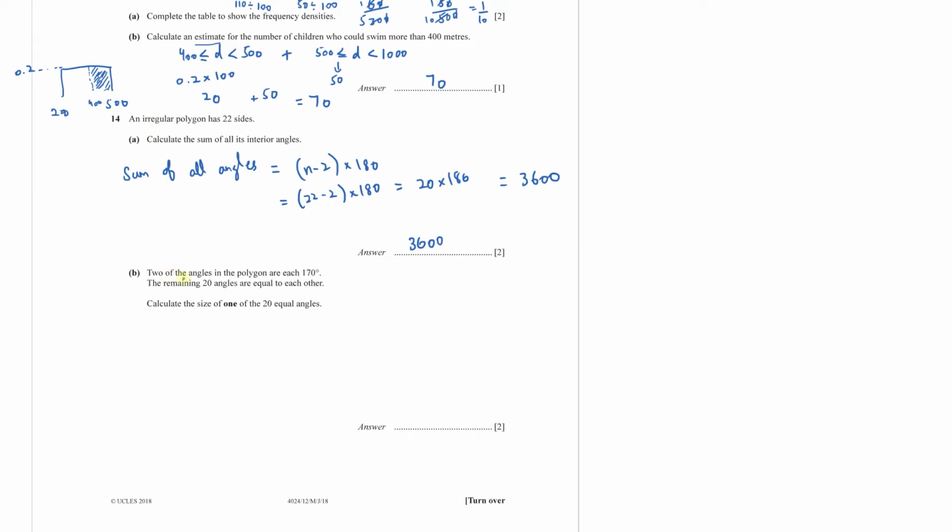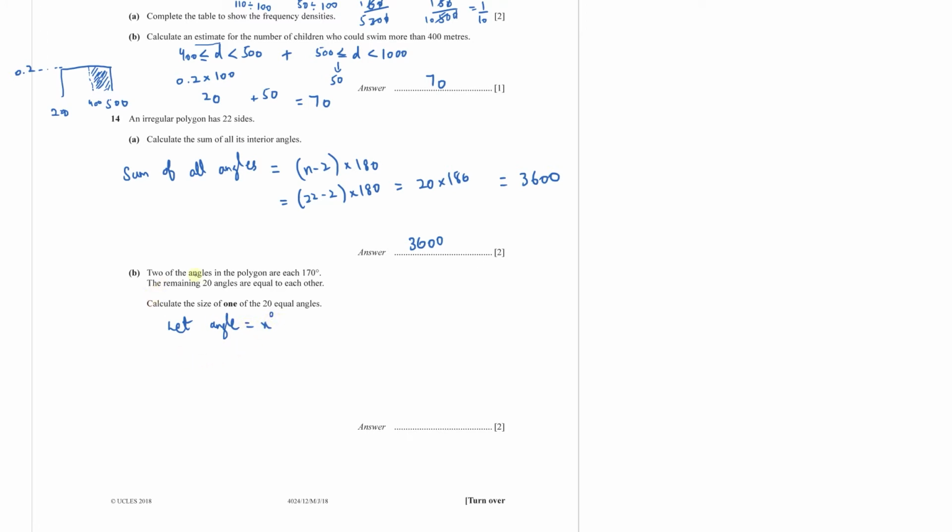Part B: two of the angles in the polygon are each 170 degrees. The remaining 20 angles are equal to each other. Calculate the size of one of those 20 angles. So let the angle equal x degrees.